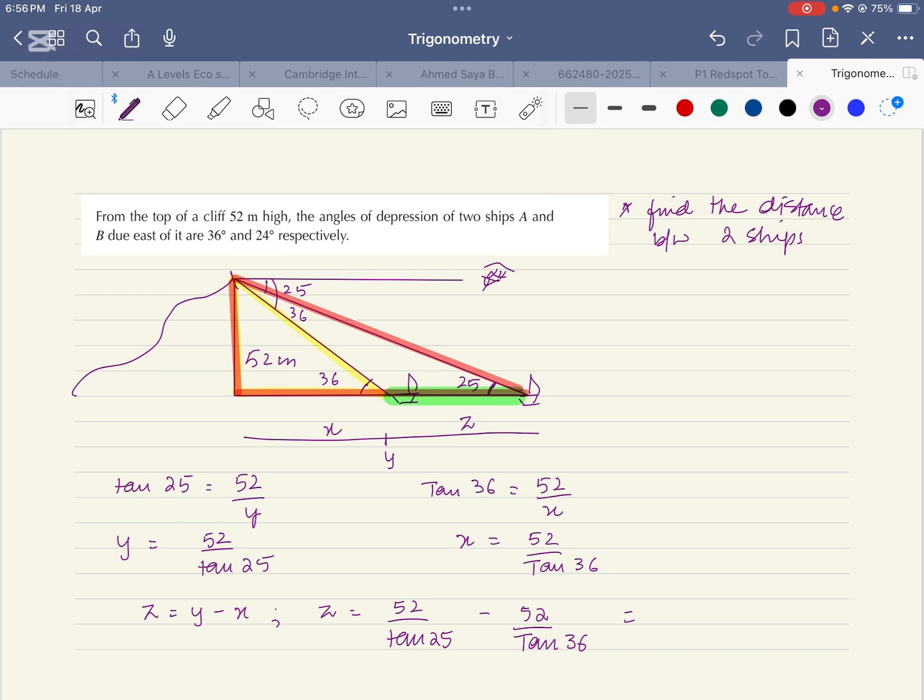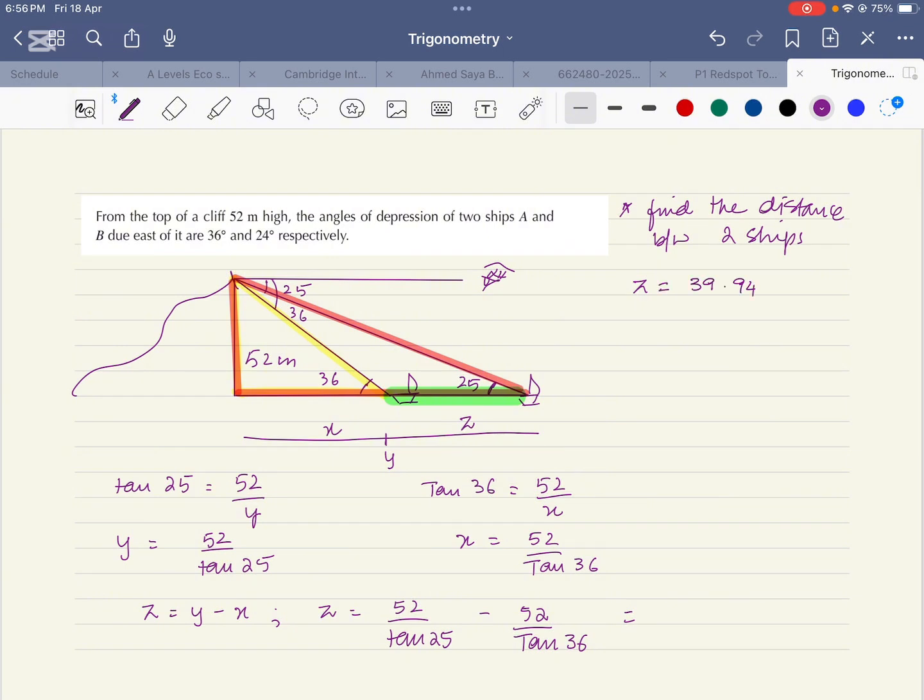Let's see if the answer is negative. If the answer is negative, then it's going to be wrong. If not, then it's going to be right. Okay, I already know that the answer is right, but let's find out. 52 upon tan 25 minus 52 upon tan 36. The answer is 39.94.